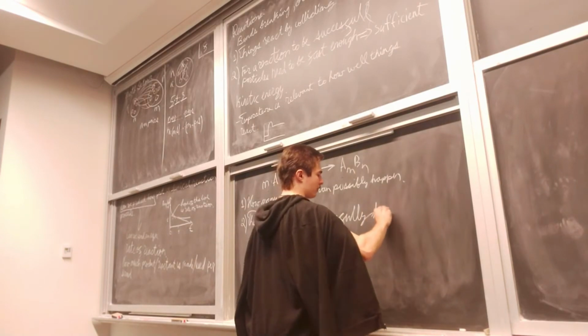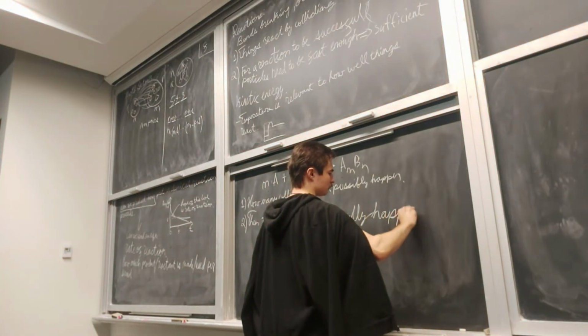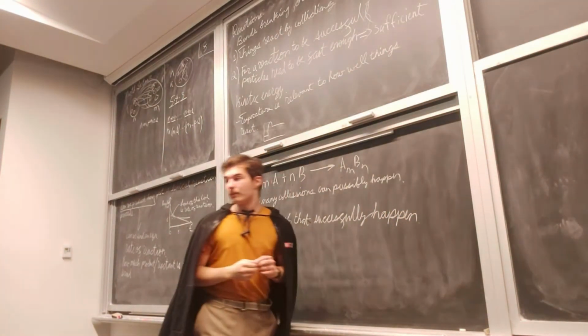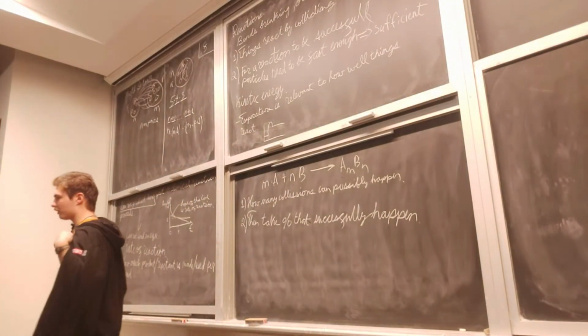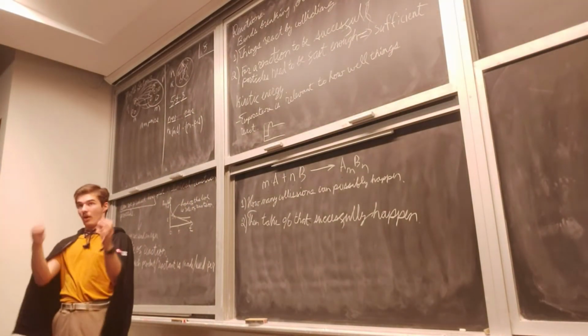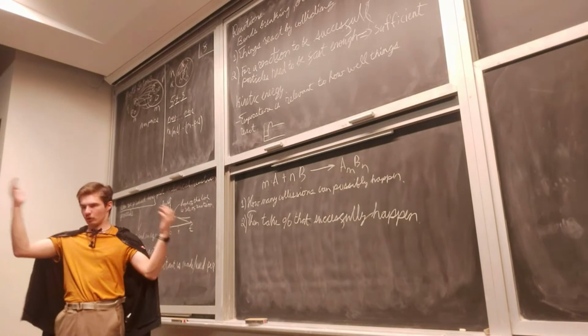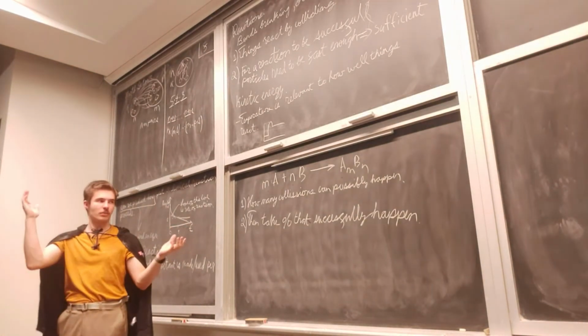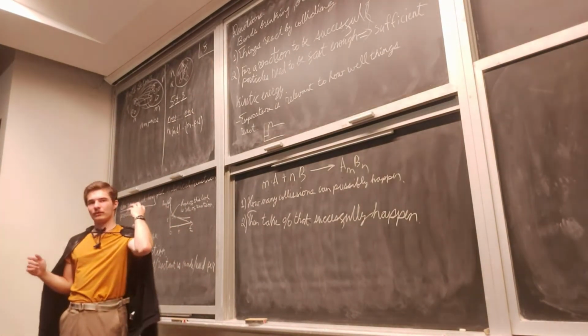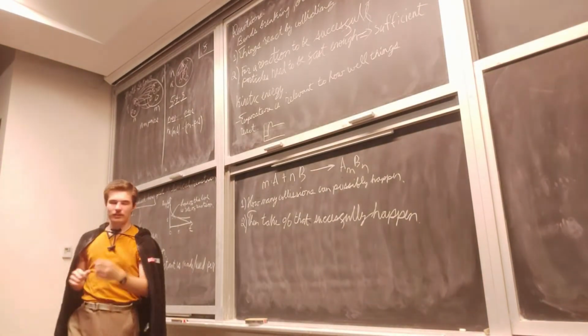That successfully happened. Okay, does that make sense? What approach we're taking here? We're going to look at all of the possible things that could collide and all of the possible combinations. And we're going to take the percentage of those that actually successfully happen.